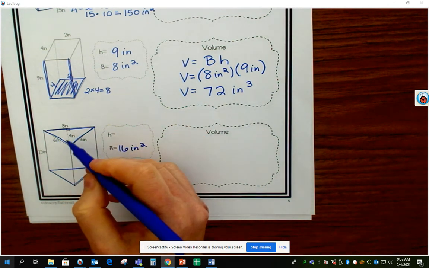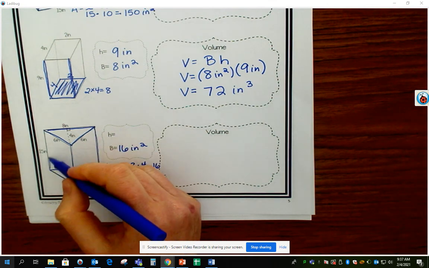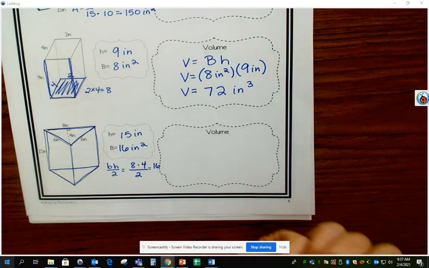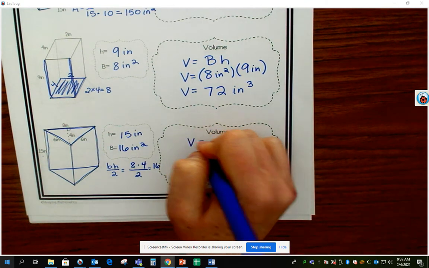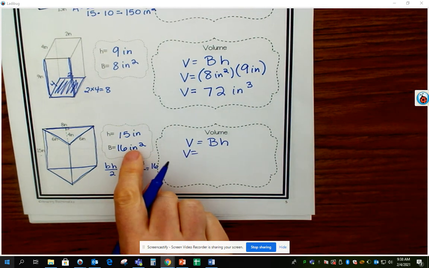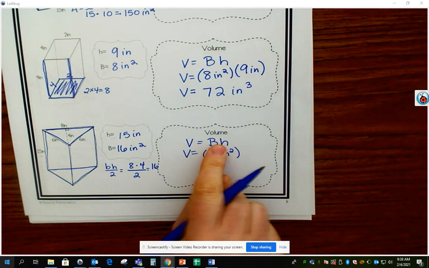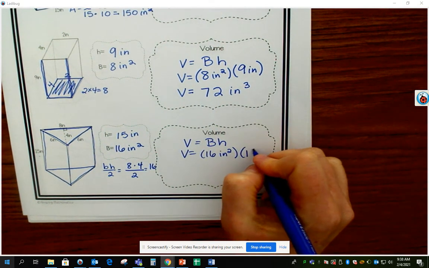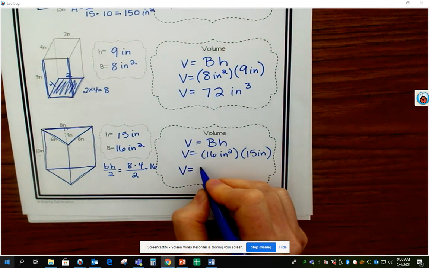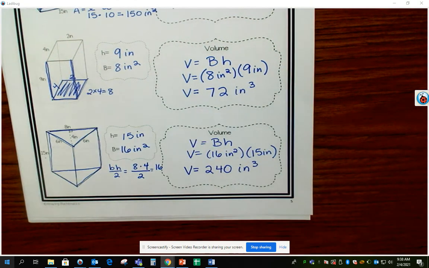And then remember, the height is going to be perpendicular to that base. So these lengths are my height. And here it's labeled 15. So 15 inches. And then I plug it into my volume formula. Volume equals area of the base, which was 16 inches squared, times the height of the prism, which was 15 inches. And then 16 times 15 is 240 inches cubed. Make sure you cube your units.